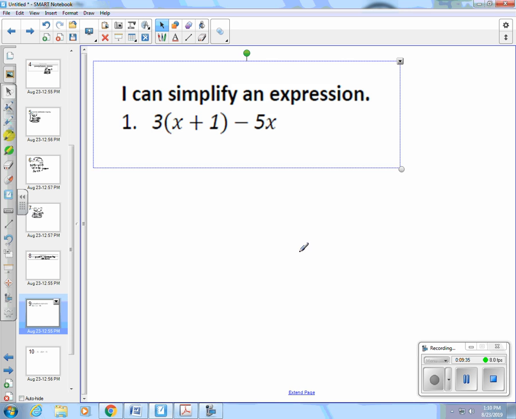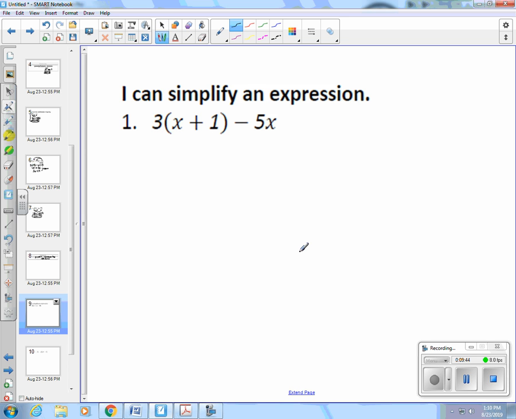Let's get rid of the box there. I can simplify an expression. This one has a few more things together on it. The 3 and the x, the 3 and the 1 get multiplied together, but the 3 does not get multiplied by the -5x. So we're going to have 3x plus 3, but then I'm going to carry along that minus 5x.